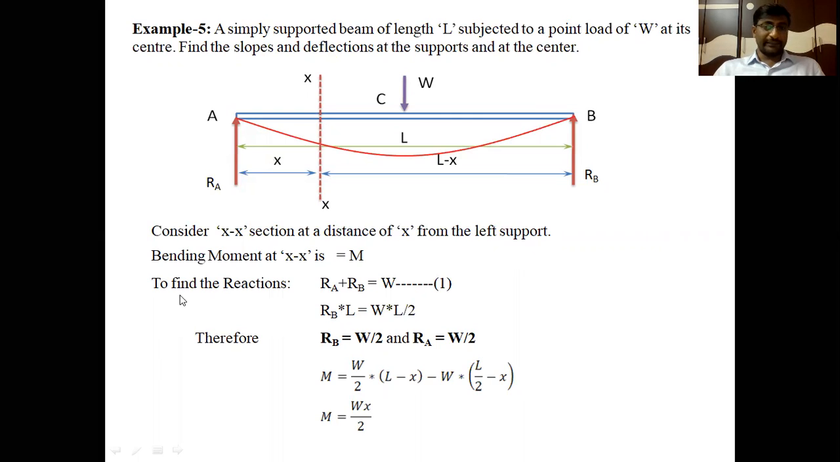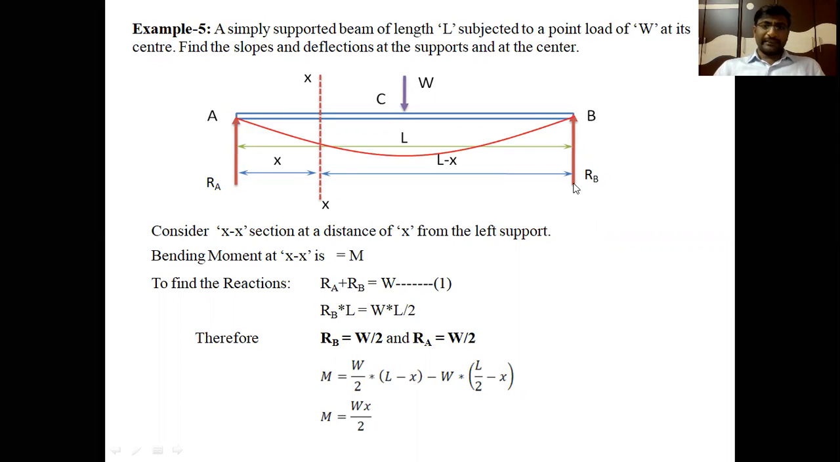Otherwise, we can find it like this. To find the reactions, RA plus RB equal to W. RA, RB are the upward forces. Sum of the upward forces must be equal to the sum of the downward forces. Only one load is there in the downward direction, W. So RA plus RB equal to W, by taking the equilibrium equation sigma F equal to 0. Next, by taking the moment at point A, sigma MA equal to 0. That is another equilibrium equation.